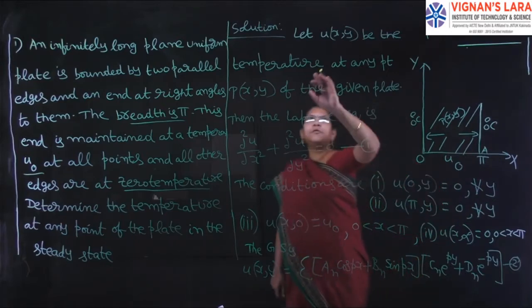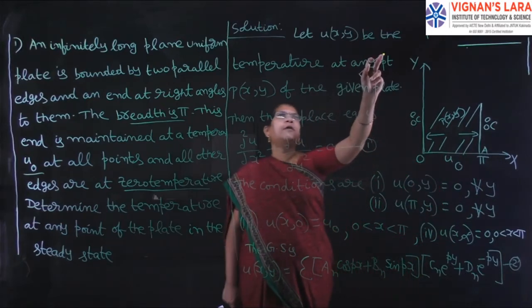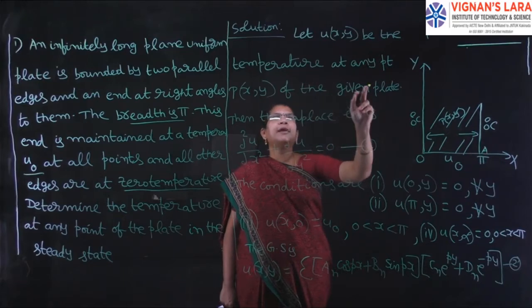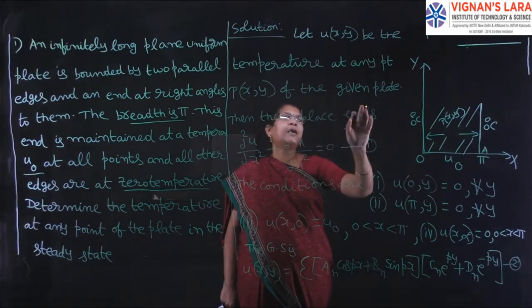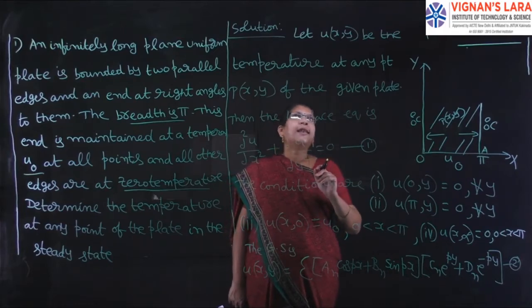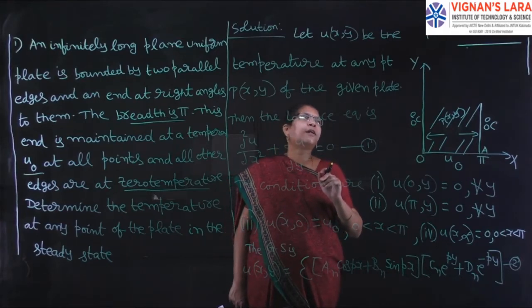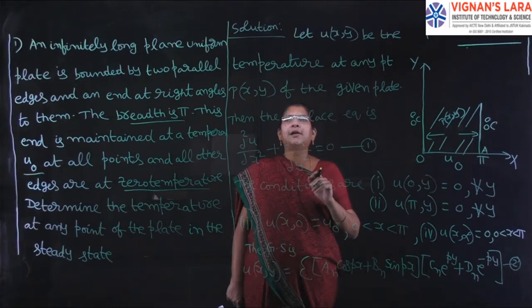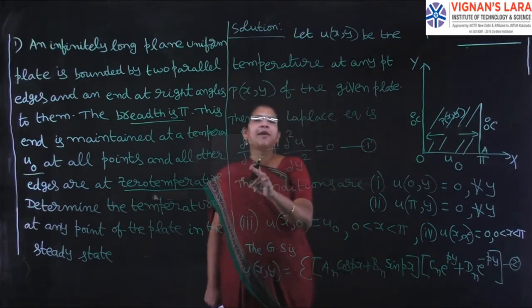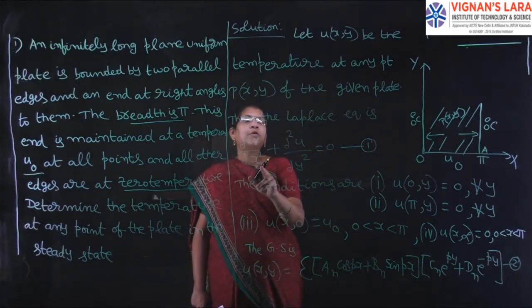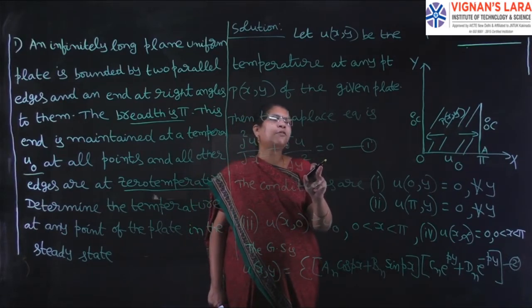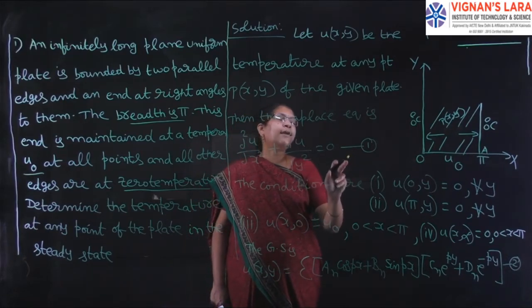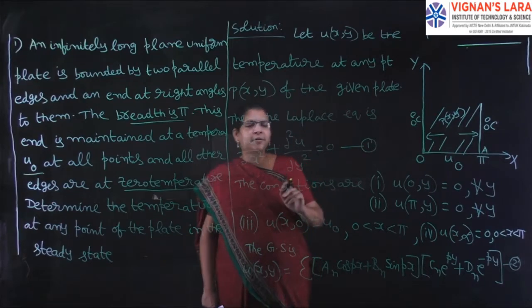Okay, solution. Let U of x comma y be the temperature at any point P of x comma y of the given plate. The general form of Laplace equation is dou square u by dou x square plus dou square u by dou y square equal to 0. Take this as equation number 1.